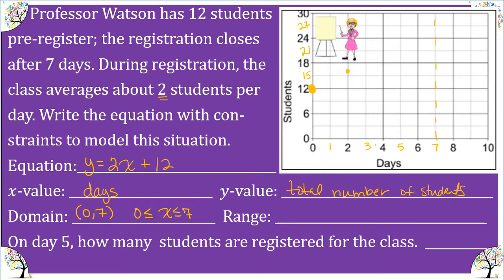And then let's do day 4. 2 times 4 is 8 plus 12 is 20. So on day 4, there are 20. And then let's go ahead and do day 7, the end here. So 2 times 7 is 14, and then 14 plus 12 is 26. So here is our graph. I'm not going to put arrows on the ends. So from 12 students up to 26 students would be the range.